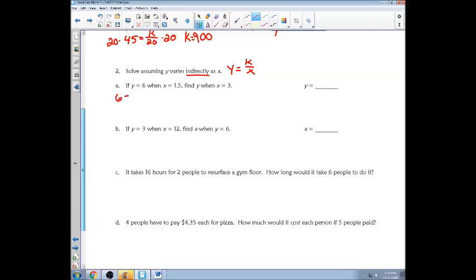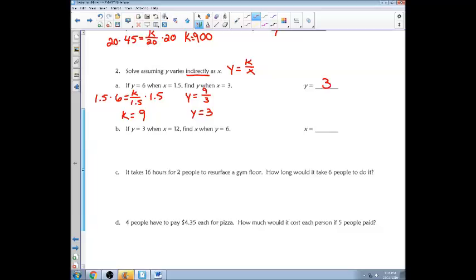So 6 equals k over 1.5. Multiply by 1.5 on both sides. So k would equal 9. Now we need to find y when x equals 3. So y would equal 9 over 3. y would just equal 3.